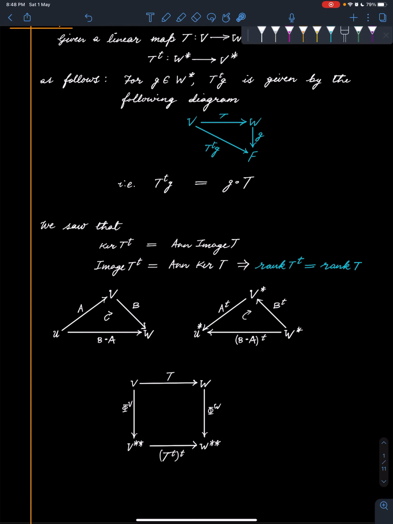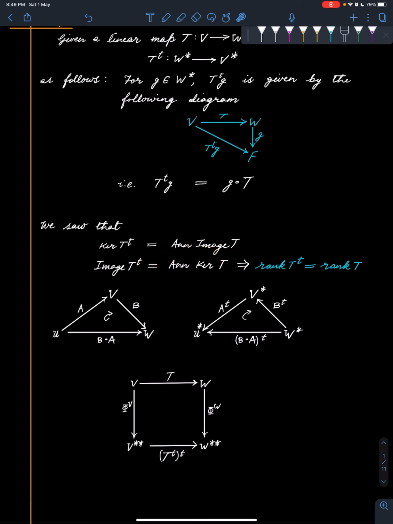Then we saw some properties of transpose. We saw that the kernel of the transpose can be expressed in a very nice way in terms of the annihilator of the image of T, and we have a similar formula for the image of the transpose. One thing I did not mention the last time was that this implies that the rank of T transpose is the same as the rank of T. To do this, just take the dimension of both sides and apply the dimension annihilator theorem.